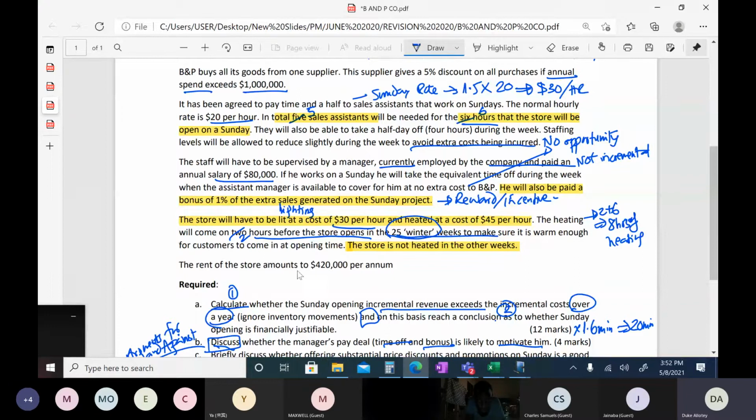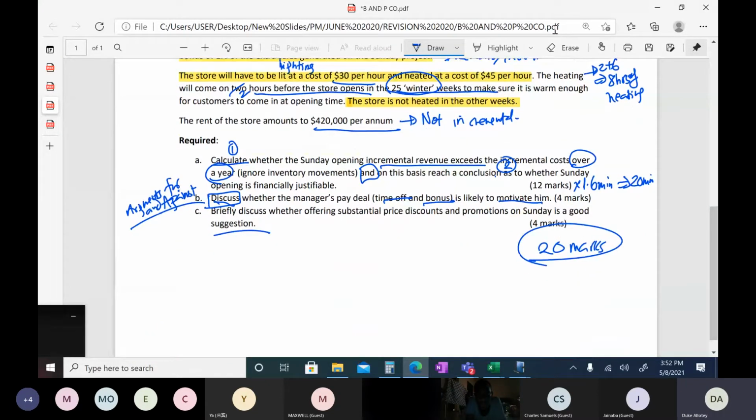The rent of the store amounts to 420. Now, again, it is not incremental, no additional rent is paid. So this is not what? Incremental. So it wouldn't attract any extra charge.